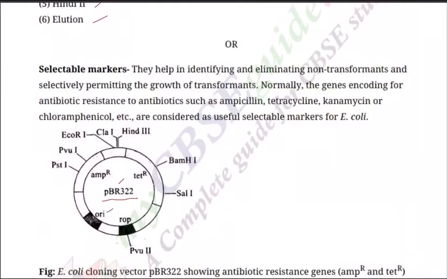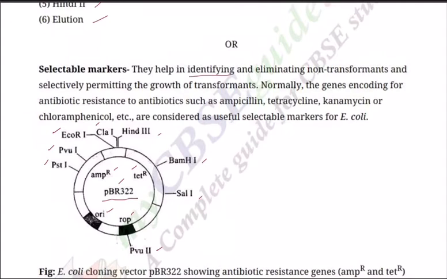And you need to add labeling, that is ori, don't forget, origin of replication, ampicillin resistance, tetracycline resistance, rop, and then PvuI, SalI, BamHI, PstI, PvuII, EcoRI, ClaI and HindIII. So these are the various labels that you need to do.